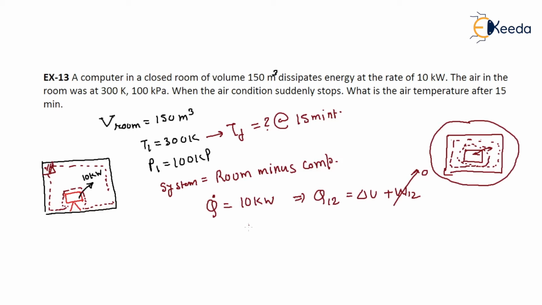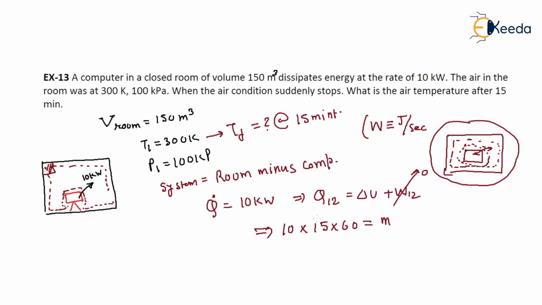Now what is the heat dissipation in joules? 10 into 10 to the 3 into 15 minutes into 60. So this is in kilojoules. Why? Because watt is joule per second, so if you multiply by seconds, you get joules, which is equal to the change in internal energy.